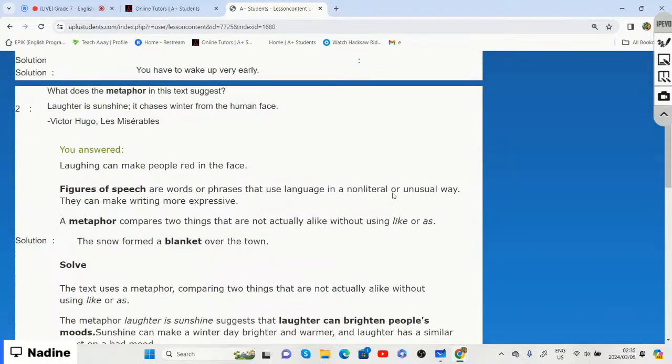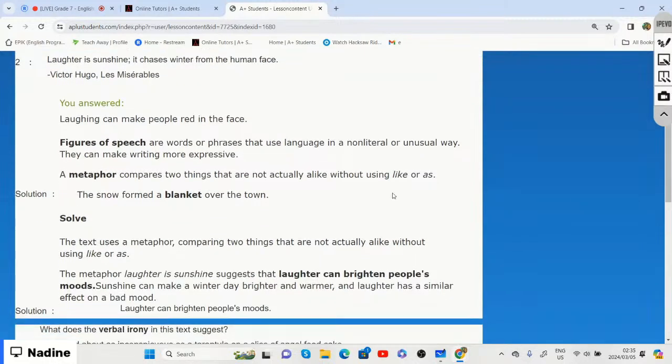All right. So when it comes to figures of speech, we specifically made mention of metaphors, right? When we said metaphors, it compares two things that are not actually alike without using words like "like" or "as," right? So a metaphor compares two things that are not actually alike, without using words like "like" or "as."